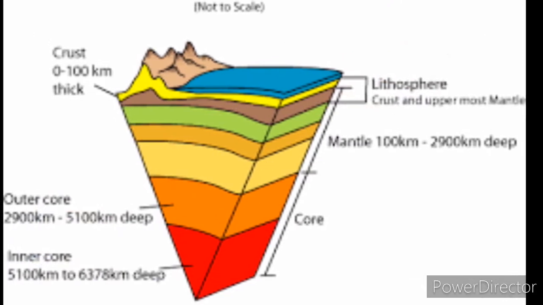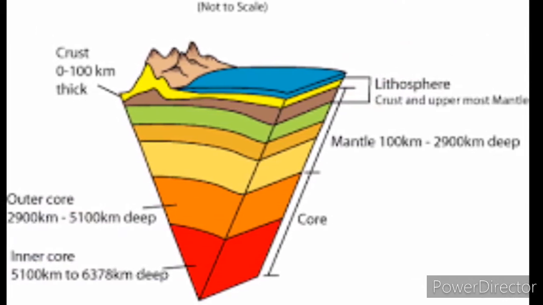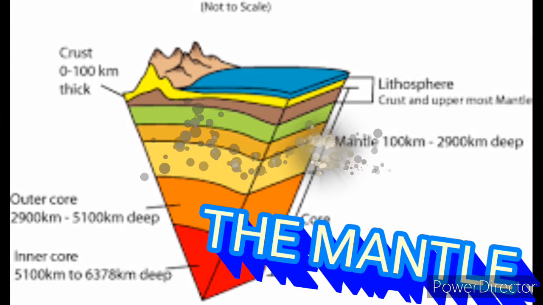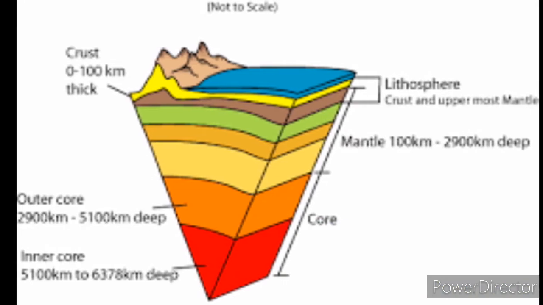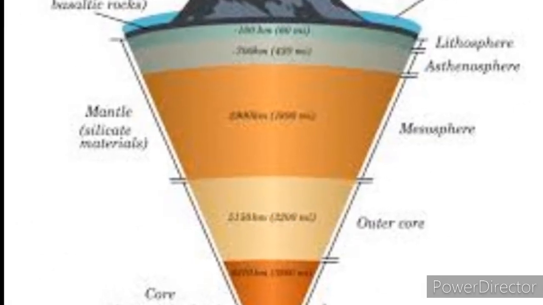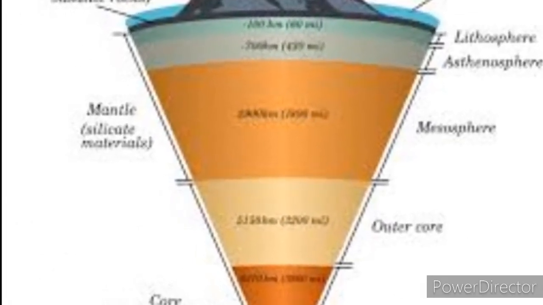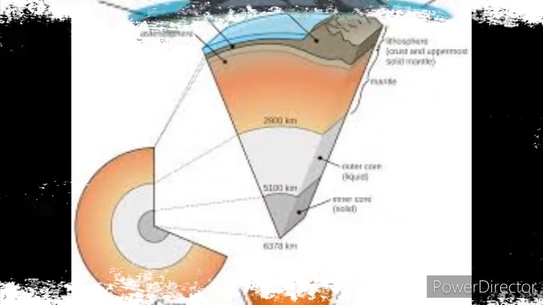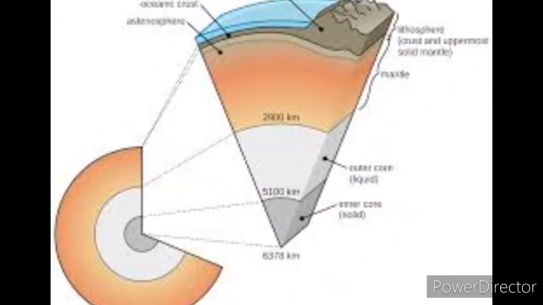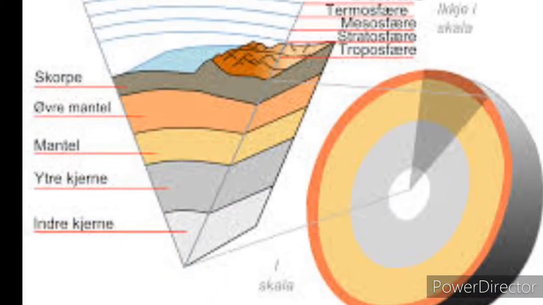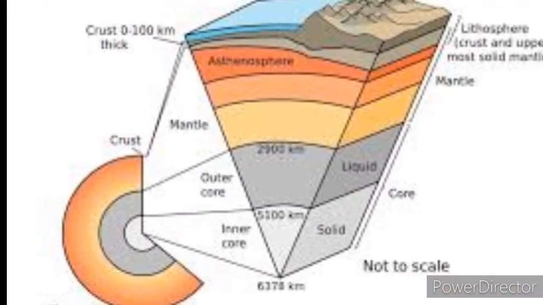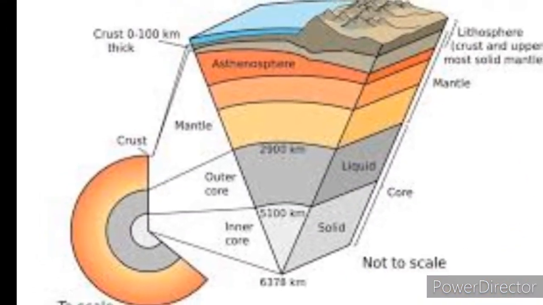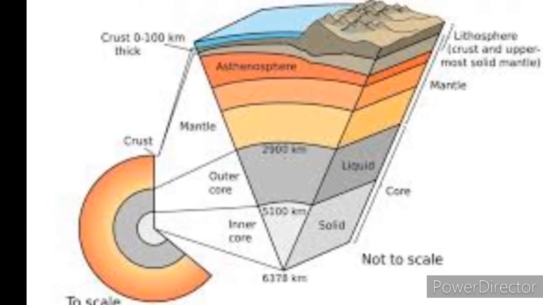The next layer is the mantle. It is separated from the crust by the boundary called the Mohorovičić discontinuity. The mantle is about 2,900 km thick. It is divided into two parts. The upper mantle with a density of 3.4 to 4.4 gram extends down to 700 km. The lower mantle having a density of 4.4 to 5.5 gram extends from 700 to 2,900 km.